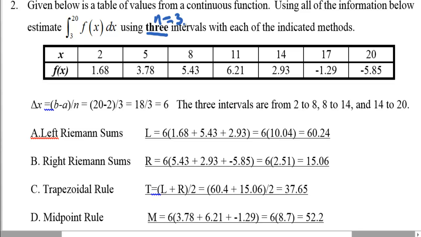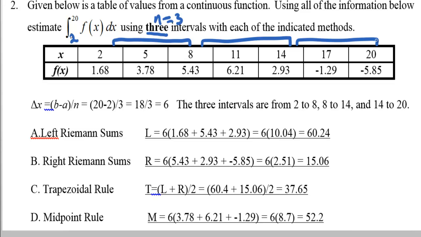And then delta x is b minus a over n. Well, I'm sorry, this should say 2 to 20. Need to fix that typo. From 2 to 20. So a is 2, b is 20. 20 minus 2 is 18. Divide that by 3 equal pieces, we get a delta x of 6. So if we go 2 plus 6, that's 8, so there's one interval. And 8 plus 6 is 14, so there's our second interval. And then 14 plus 6 is 20, so there's our next interval. So those are the three intervals we're dividing this up into.